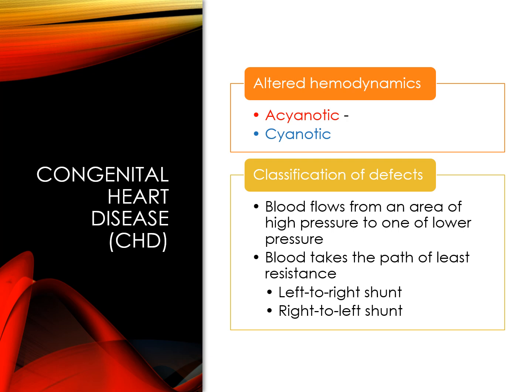So we classify the defects based on when blood flows from an area of high pressure to one of low pressure. For example, if you have an ASD and you have higher pressures in the left side of the heart than the right side of the heart, you're going to have blood flow from the left side to the right side because the pressure in the left side is higher than the pressure on the right side. And you also understand that blood takes the path of least resistance. So you can have a left to right shunt, meaning it goes from the left side of the heart to the right side of the heart, or you can have a right to left shunt where blood will go from the right side to the left side depending on the defect and the pressures in the system.